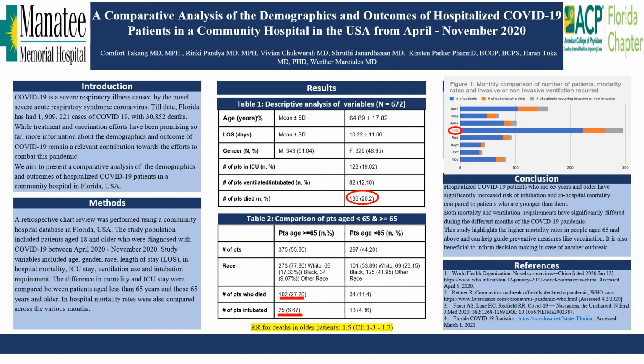Figure 1 shows the number of patients admitted, number of patients who died, and number of patients who required either invasive or non-invasive ventilation during their hospital stay on a monthly basis. July was the month with the most number of hospitalized COVID-19 cases. Meanwhile, highest mortality rates were noted in the month of April and May with 33 and 30.6% respectively.